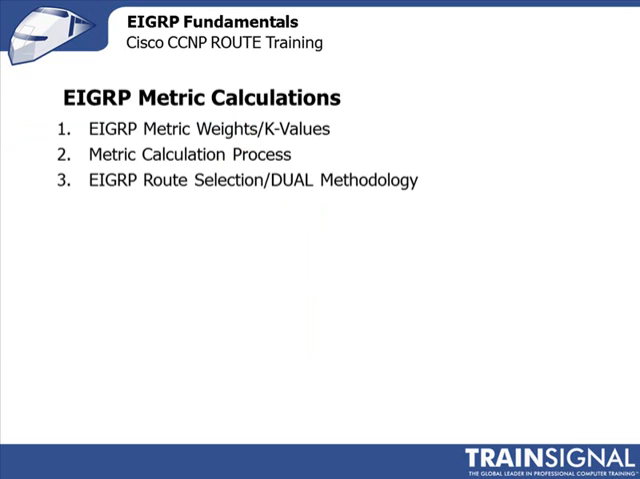EIGRP metric calculations. That's the next section we're going to examine, because the EIGRP metric numbers can look rather random at first glance. We're going to dive into how it's all put together. We'll start with the metric weights, or the K values, which you mentioned a little bit earlier. We will step through the metric calculation process, the mathematical aspects of the algorithm. And then finally, we'll look a little bit at the EIGRP route selection, or DUAL, the Diffusing Update Algorithm methodology for route selection.